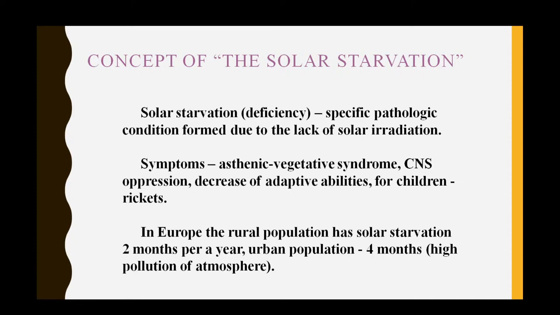Next question, which we should discuss: the concept of solar starvation. Solar starvation, or solar deficiency, is a specific pathological condition formed due to the lack of solar irradiation. Symptoms: asthenic vegetative syndrome, CNS oppression, decrease of adaptive abilities, and rickets in children. In Europe, the rural population has solar starvation 2 months per year, the urban population 4 months, due to high pollution of the atmosphere.